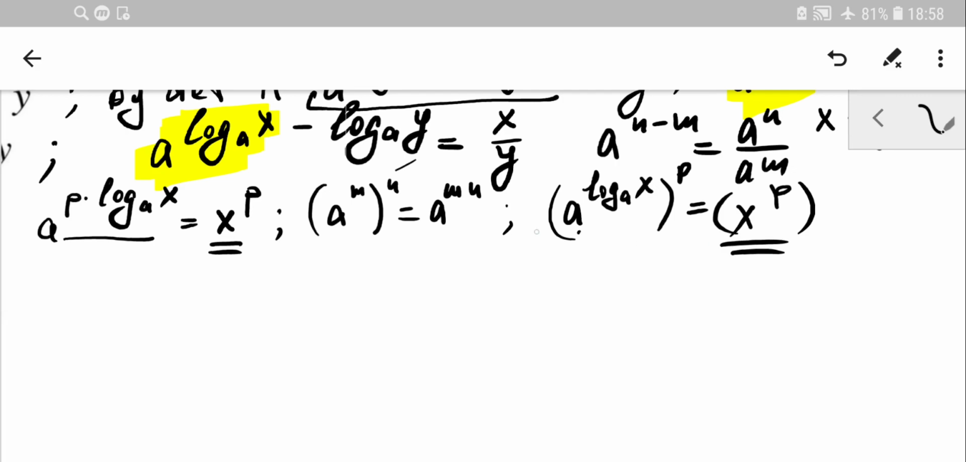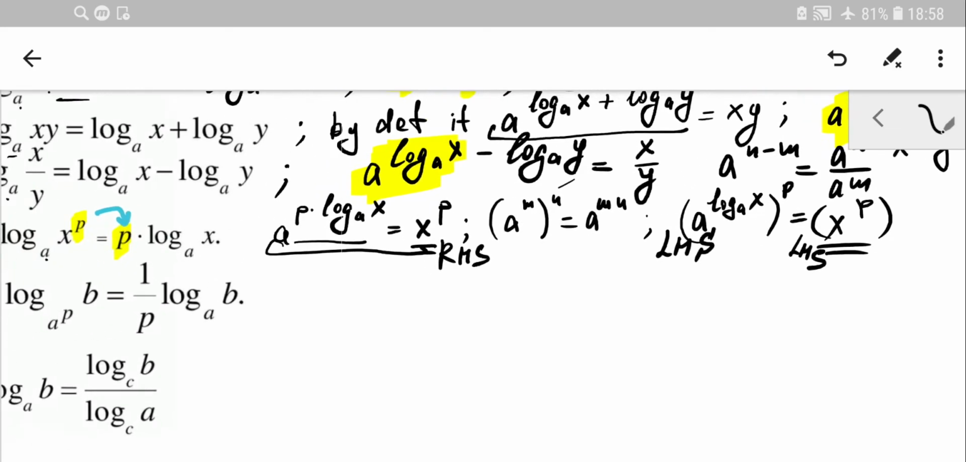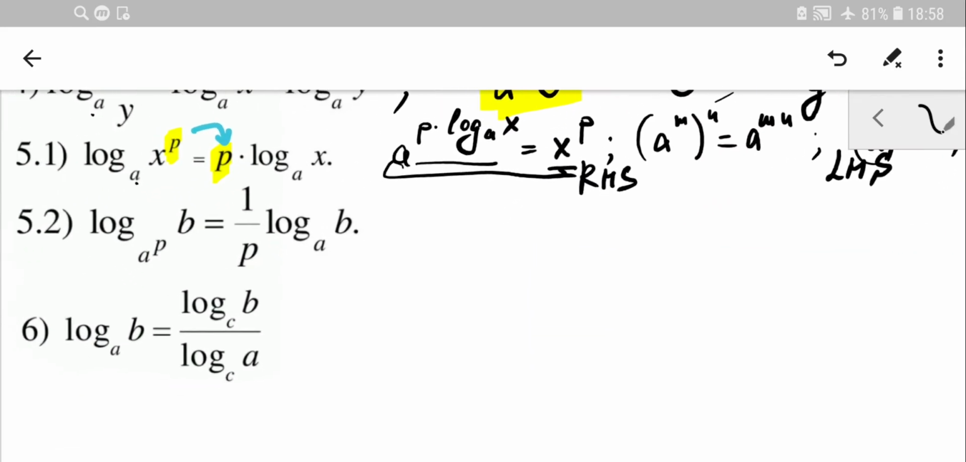So this is the left-hand side, LHS, of our equation. And that means LHS is also equal to the right-hand side. So we proved that. Okay. So make sure you understand that.